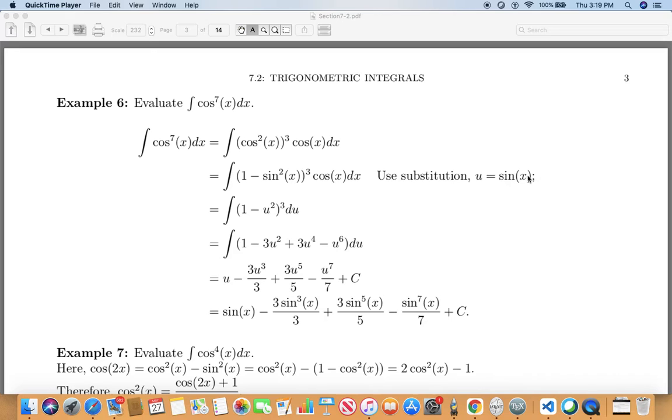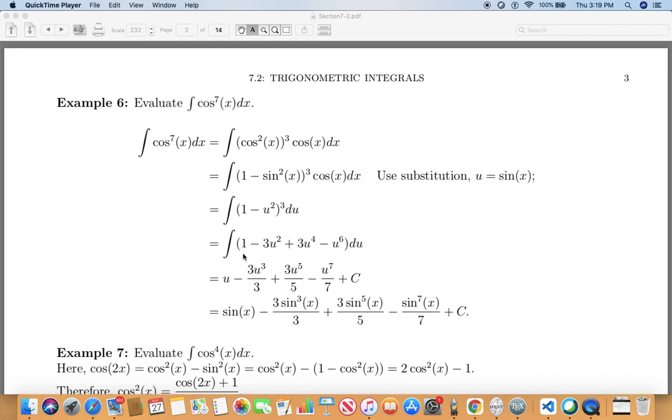So when u is sine x, du is cosine x dx. So this is simply the integral of (1 minus u squared) to the power 3 du. 1 minus u squared to the power 3 is 1 minus 3u squared plus 3u to the 4th minus u to the 6th. Integral of all this du.